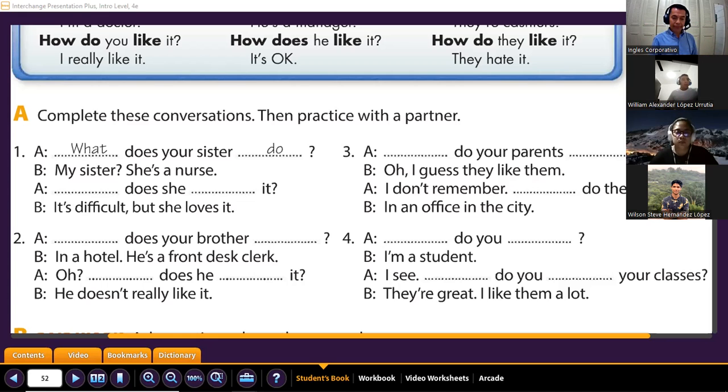What do you do? I am a student. I see. How do you like your classes? Perdón. Sí, me perdí. I see. How do you like your classes? They're great. I like them a lot. Good. Like them, right? Great.